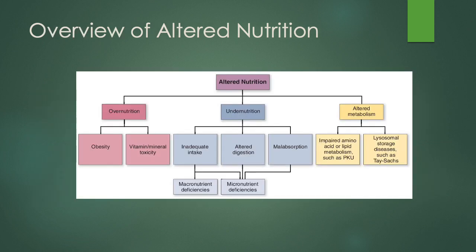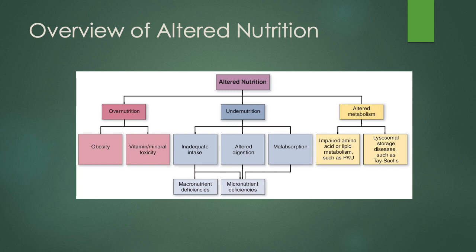Here's a concept map that is an overview of altered nutrition. You have three major categories. You have overnutrition, undernutrition, and altered metabolism. When we have overnutrition, we have too many calories that we're intaking, which could lead to obesity, too many vitamins and minerals, which would cause a toxicity.